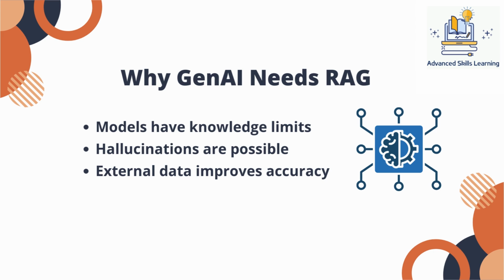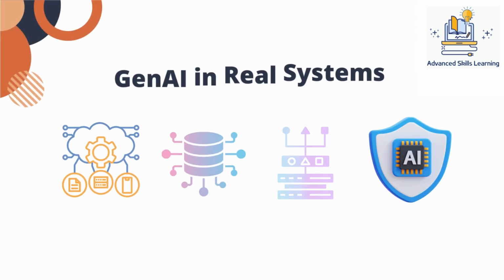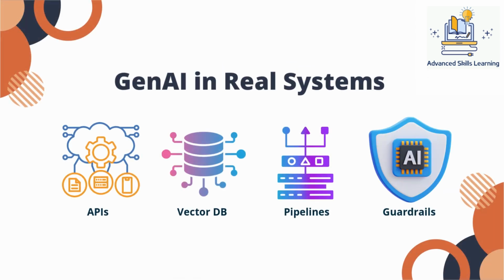This is where Retrieval Augmented Generation, or RAG, comes into play. RAG combines GenAI models with external data sources such as databases, documents, or knowledge bases. Before generating a response, the system retrieves relevant information and provides it as context to the model. This grounding step significantly improves accuracy, relevance, and trustworthiness.